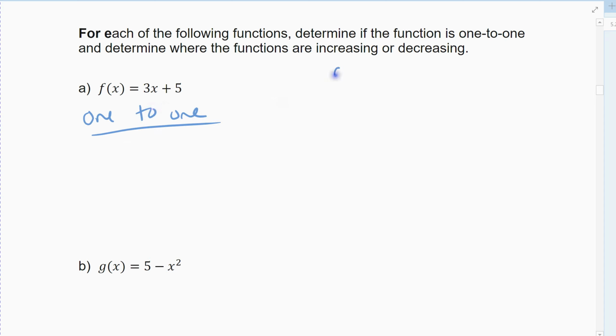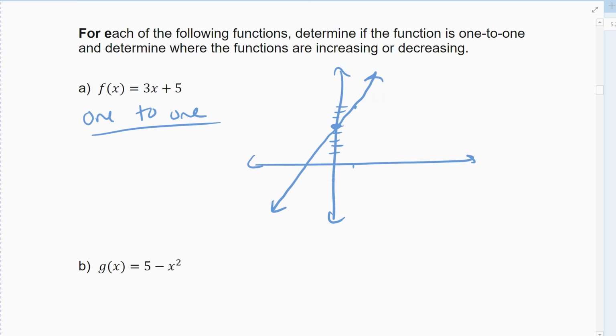One-to-one. Alright, a linear function, so it goes through (0, 5), and then it's increasing because it's got a positive slope. And so there's f of x. It is one-to-one, it passes the vertical line test, and it increases on its entire domain.